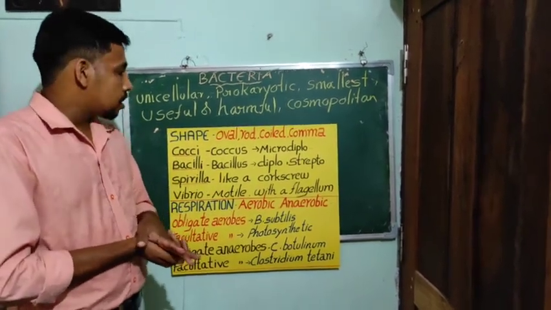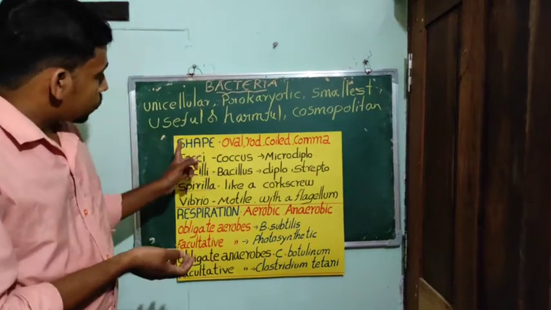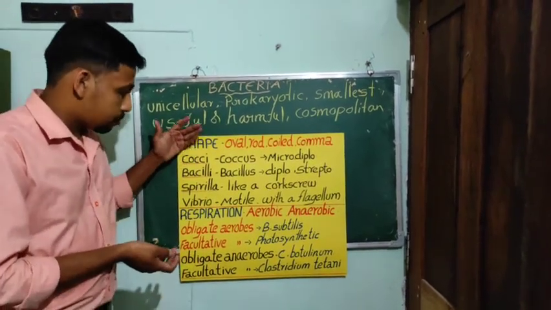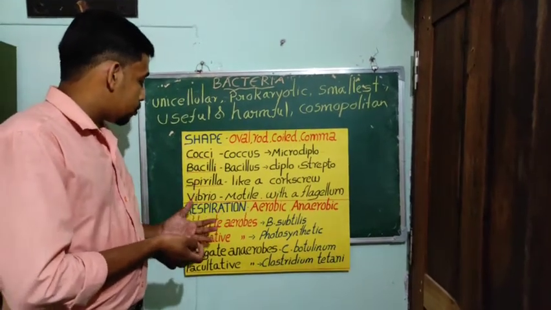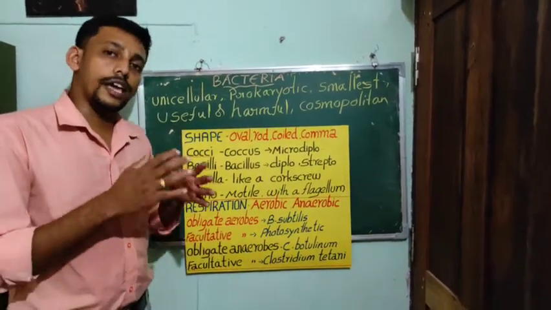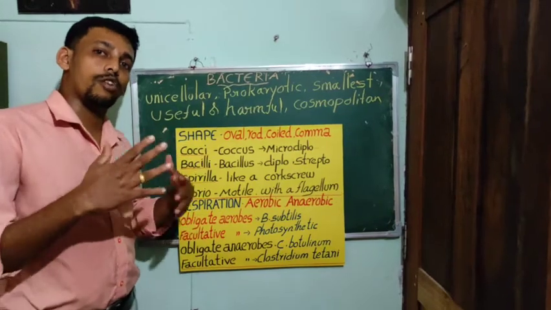So based on the shape, there are cocci, bacilli, spirilla and vibrio. Then on the mode of respiration, there are aerobic and anaerobic bacteria.